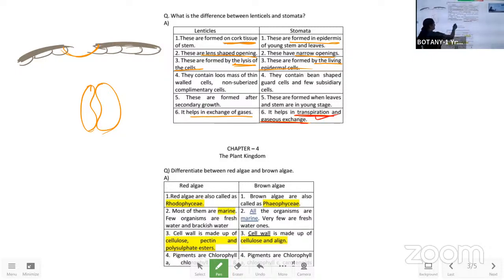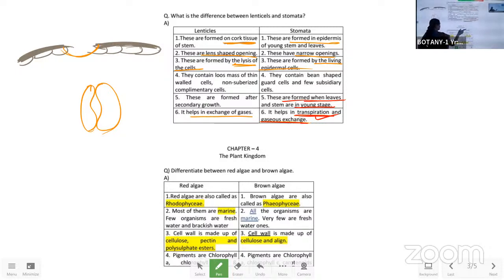And these lenticels are formed after the secondary growth. Okay, and the stomatal apparatus are formed when the leaves were formed in the plant body. That is when in the young stage itself, we will see the stomatal apparatus are going to be occurring in the plant body. So these are the 6 differences what we need to mention in this answer.